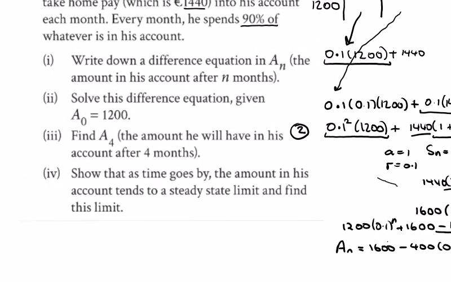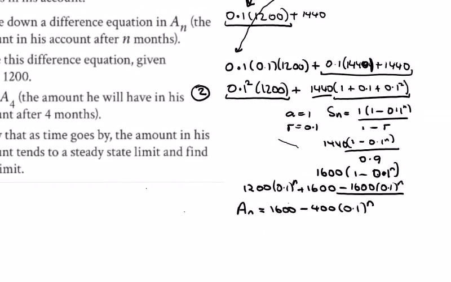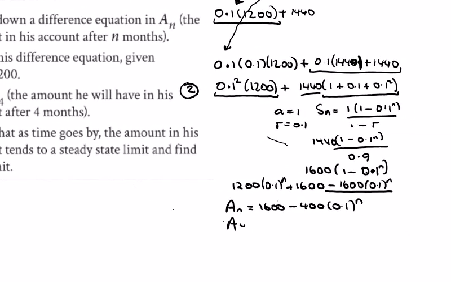What do we ask next? Find a4. Okay, a4. See, what is 1600 minus 400 times 0.1 to the power of 4? Right, this works out to be 4 cents, so this is going to be 1599.96.